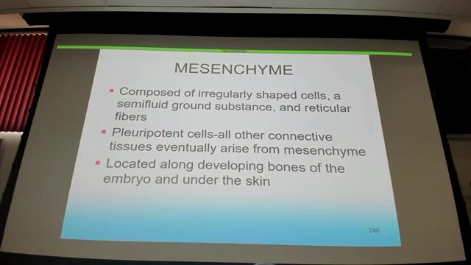Pluripotent is just like you hear in the news. What's the word in the news for pluripotent cells? Stem cells. Right? They can develop into many different types of cells. Not all cells can do that, right? But mesenchymal cells can, so they're pluripotent. Or else they wouldn't be able to develop every type of connective tissue. Located along the bones, the embryo, under the skin. Great, it's everywhere in the embryo.